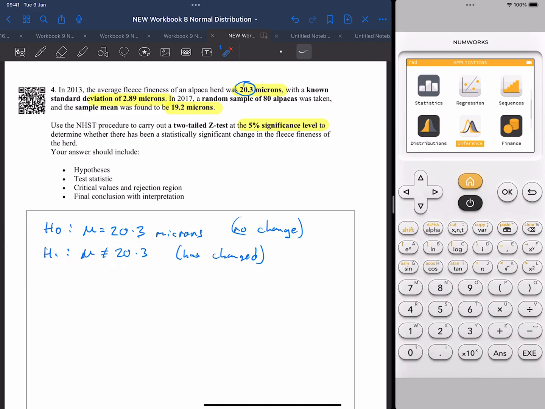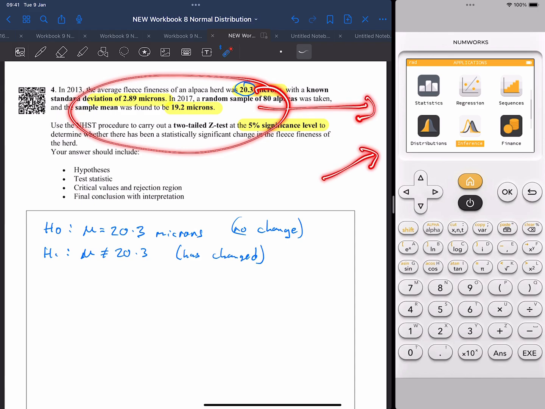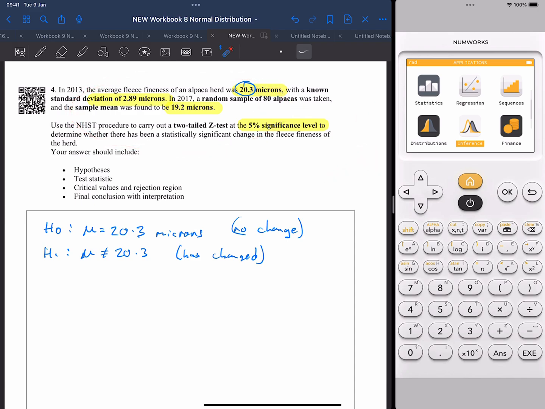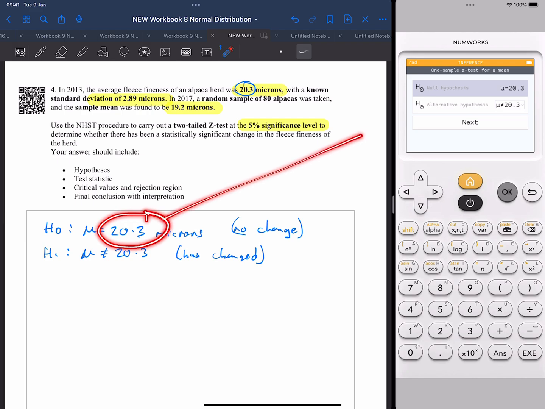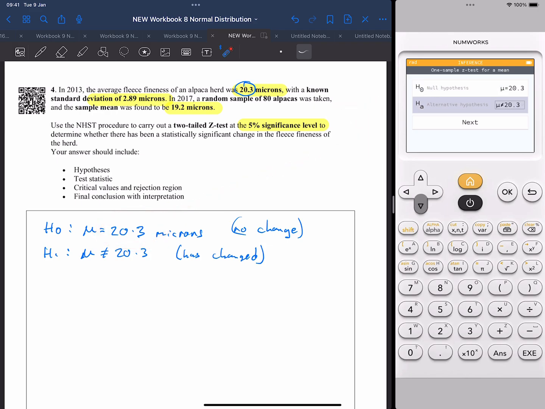Now we're going to put all this information into our calculator, and the NumWorks will do the whole job for us. The first thing we do is go down to inference statistics and press OK. I'm going to put in the null hypothesis, which should be 20.3, and I've got it in here. Then you change the alternative hypothesis, scroll on it and pick which is relevant. Not equal for us. Let's go down to next.